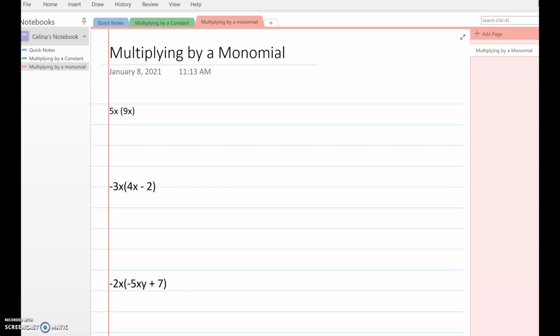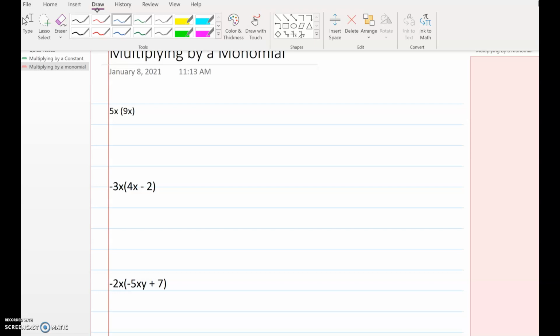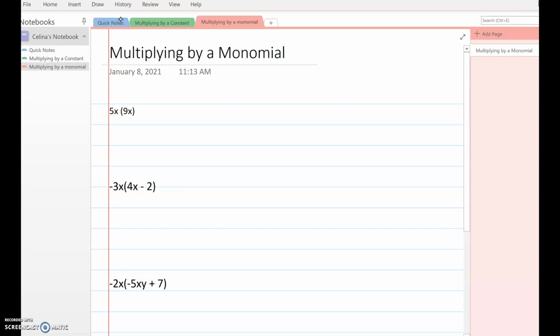Okay, we're going to multiply a polynomial by a monomial. So the first one we're going to start off with, we have 5x times 9x. So just like in those multiplying by a constant, we multiply that number by the number. 5 times 9 is 45. And then we have x times x. X times x is x squared.